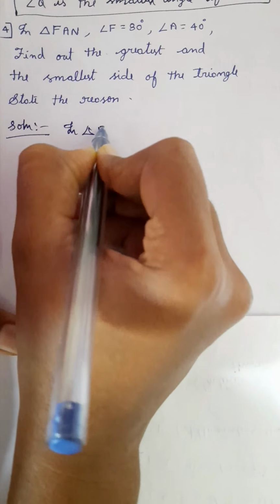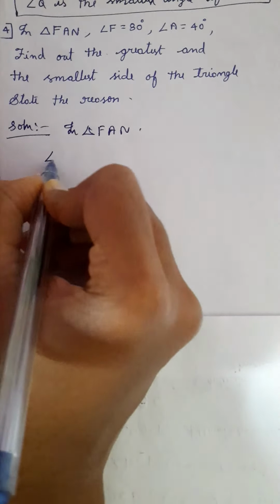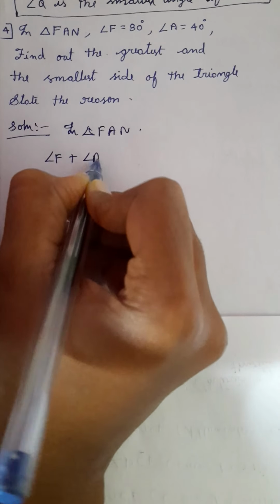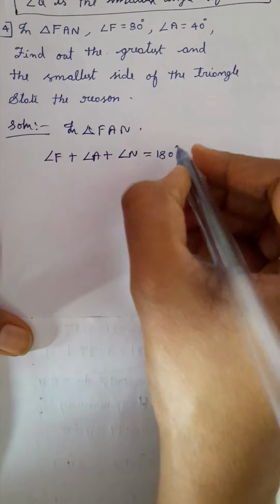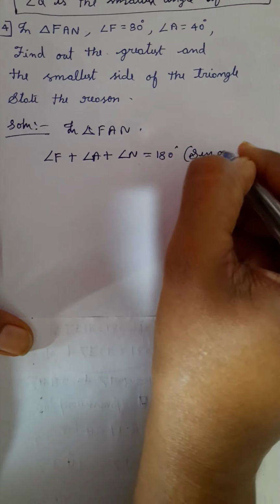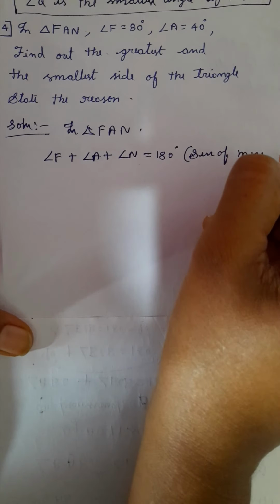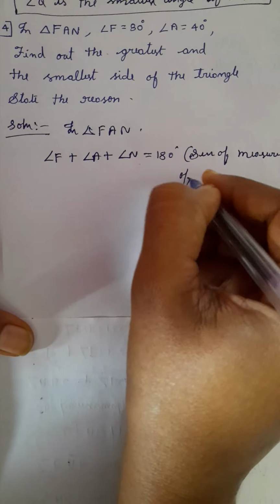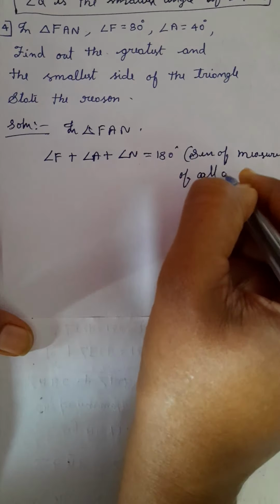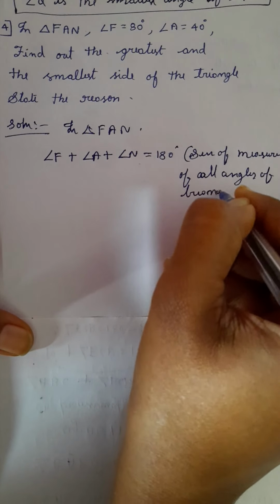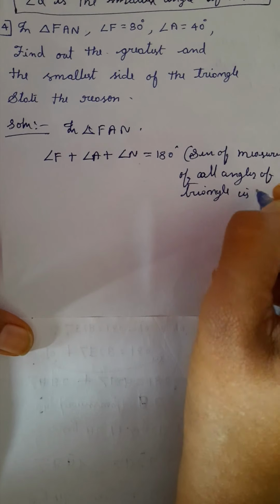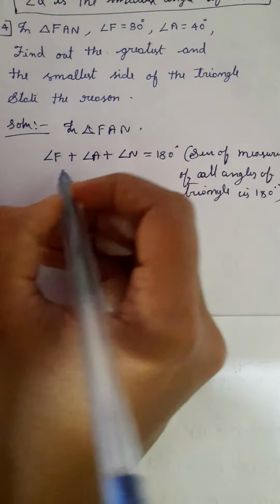In triangle FAN, angle F plus angle A plus angle N is equal to 180 degrees. The sum of the measures of all angles of a triangle is 180 degrees. So what to do here?